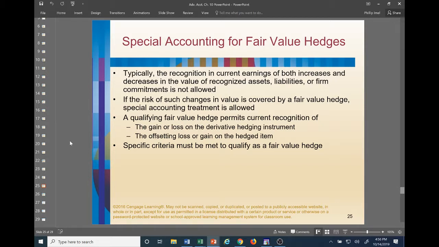This criteria must be satisfied at the inception and cannot be retroactively applied after an entity has determined whether the hedging would be appropriate or not. Another important criteria is that the hedging relationship must be assessed both at inception and on an ongoing basis to determine if it's highly effective in offsetting the identified risk.